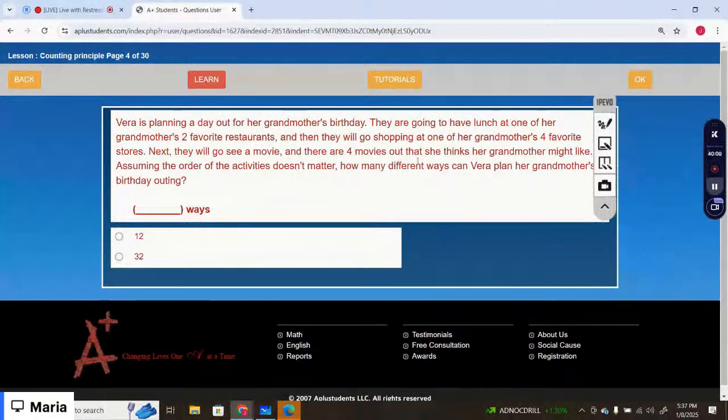That is 2 times 4 times 4 is 16, and 16 times 2 is 32. Option number 2 is the correct option.